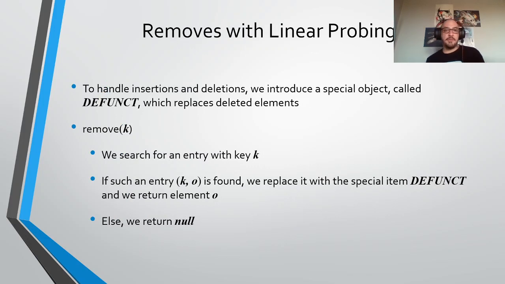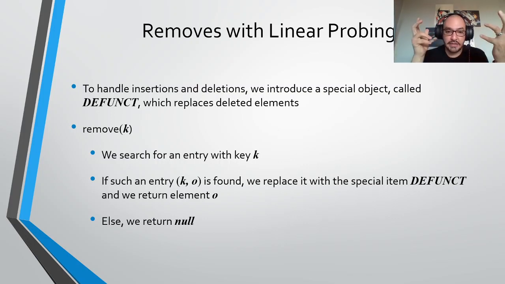Now, another concept that might be a little bit difficult to see at first is the idea of a defunct object. So the defunct object is going to be an object that we're going to use to replace elements that I have deleted from the map. And well, let's have a look at a couple of things in here in order to understand what this idea is. So suppose we're going to remove the element with the key k.